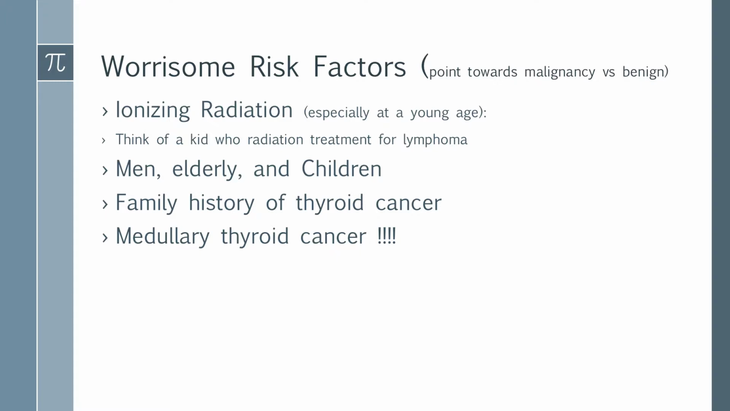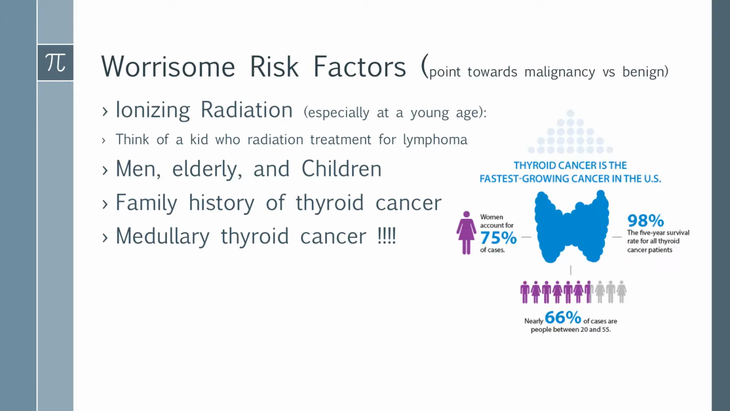Obviously, if you have a family history of thyroid cancer, that increases your risk that this nodule might be cancerous. And medullary thyroid cancer, we're going to get back to a very familiar slide about it. Now, I think this picture illustrates some very good points about thyroid cancer and the worrisome factors. So women, 75% of the cases are women. That's the run-of-the-mill thyroid cancer, right? So if you're a man, elderly, or a child, you're at a little bit higher risk. You're not a common population that's going to get it. It happens between the ages of 20 and 55. Children are below the age of 20, so that means a little bit higher risk. And elderly are above the age of 55, so they're at a little bit higher risk too.